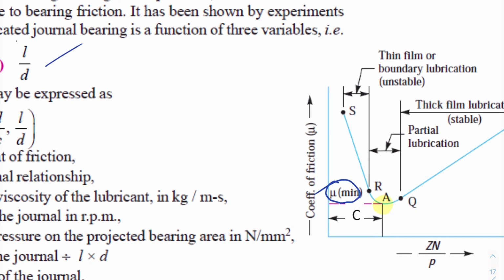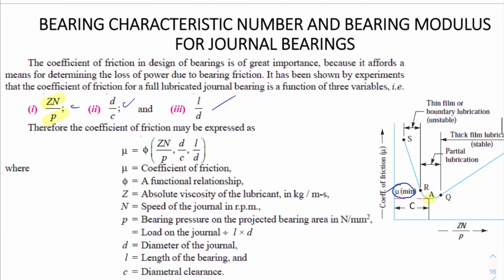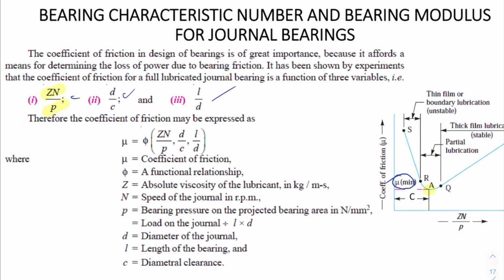So I already told you, check the link in the description or the I button. There is an exclusive video regarding bearing characteristic number. It's very important that you understand why we are taking these values. So go and check that video before you proceed further with designing a journal bearing. So remember this value, bearing characteristic number and bearing modulus, whenever you're getting the minimum friction, is very important when you consider designing a journal.